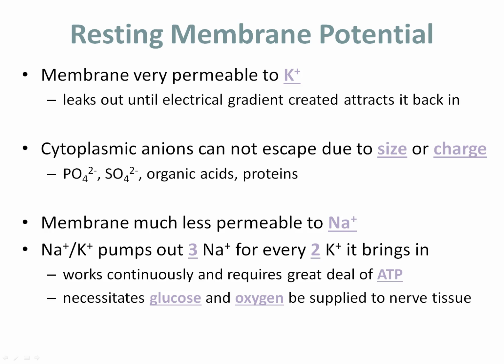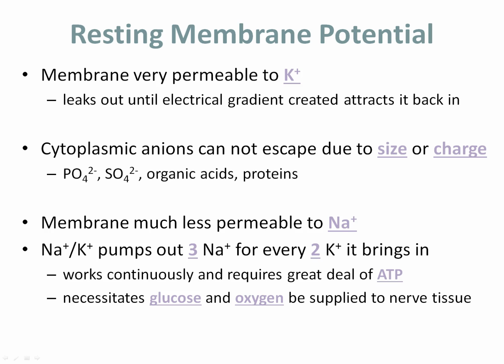The membrane is very permeable to potassium, which will leak out until the electrical gradient attracts it back in. There's also cytoplasmic anions, negatively charged ions, that cannot escape due to their size or charge. These include phosphate, sulfate, organic acids, and proteins.